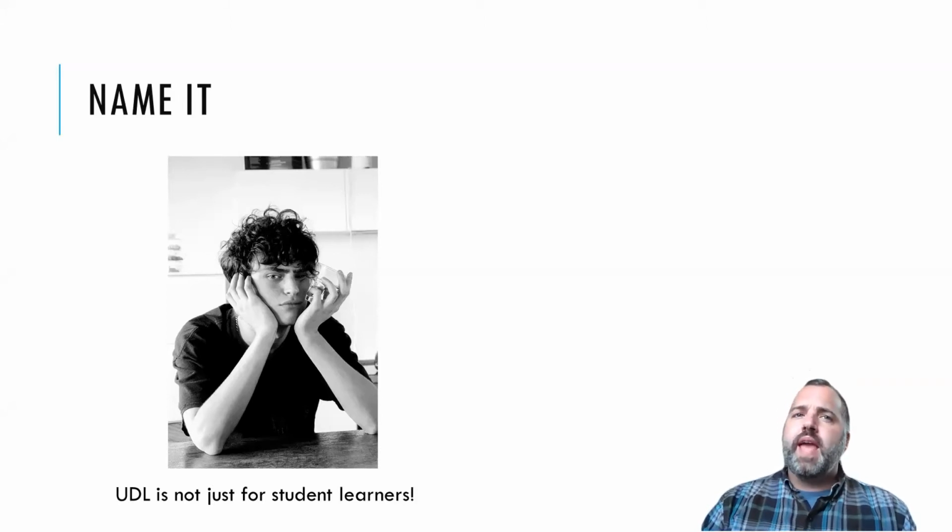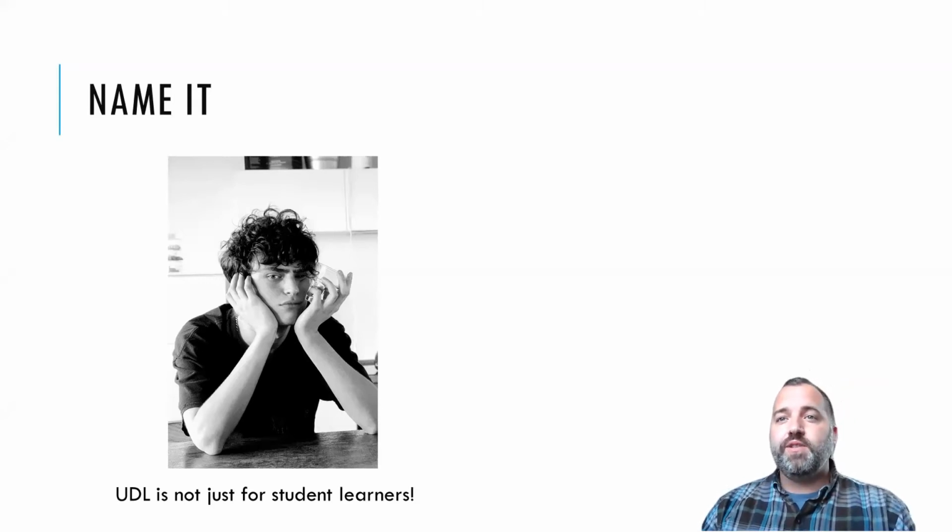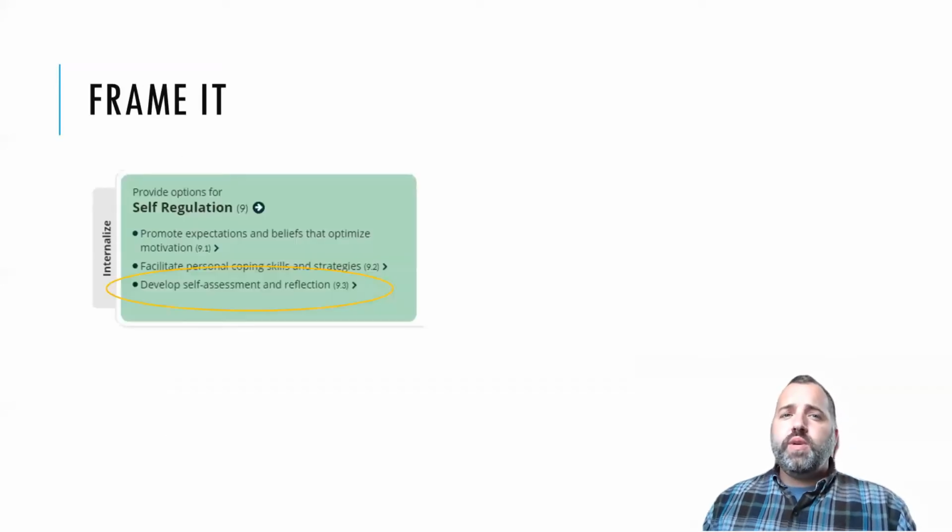So how do we bring agency to professional development and ensure that there are still high levels of impact for all of our learners? We are going to explore micro-teaching to help support checkpoint 9.3 in the CAST guidelines, develop self-assessment and reflection as we focus on adult learners.